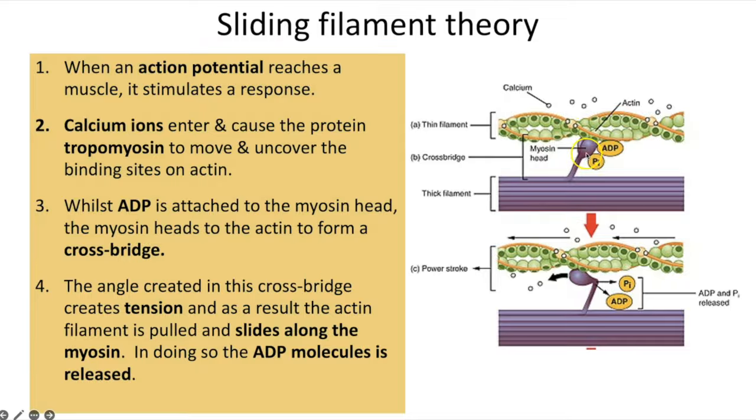This angle that is created in the cross bridge creates tension on the myosin head. And as a result, that tension results in this power stroke, which is when the myosin head flicks. It really slides that actin along the myosin. And in doing so, that power stroke action causes the release of ADP and Pi.